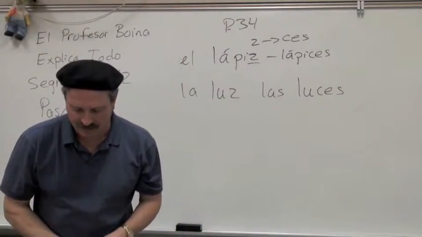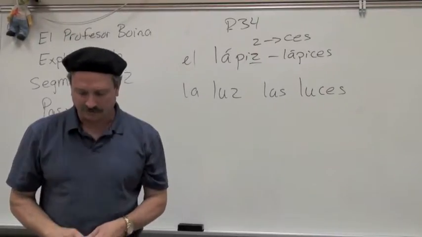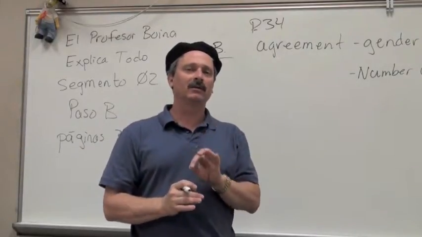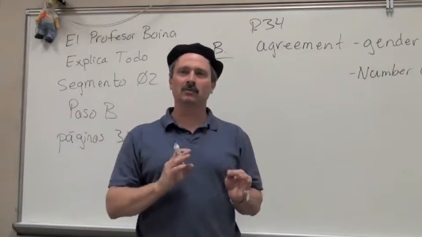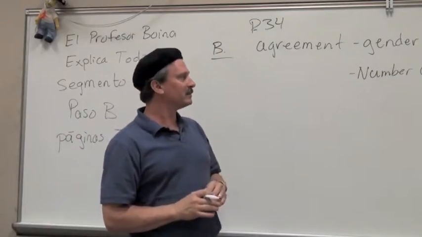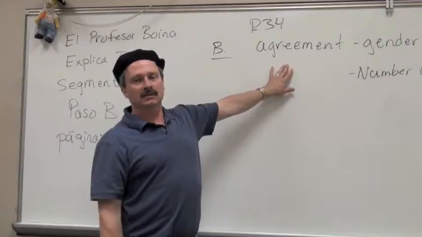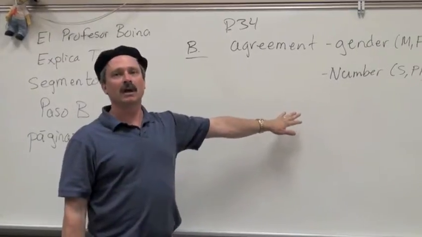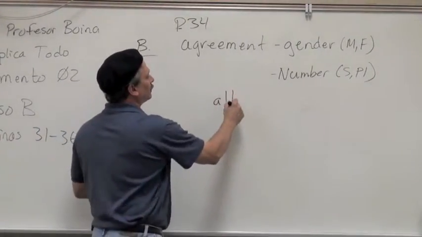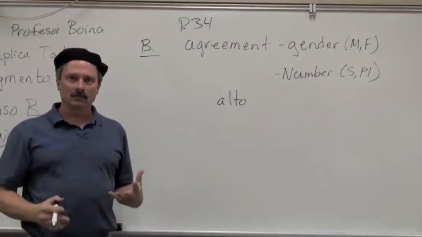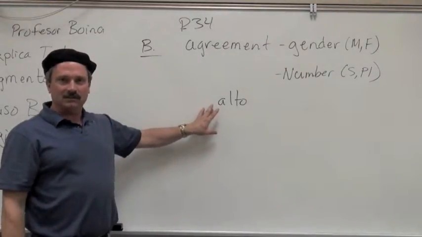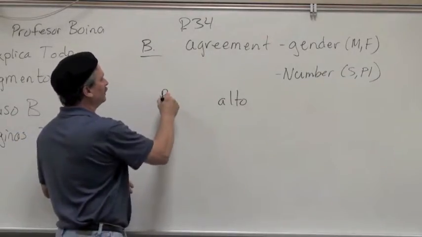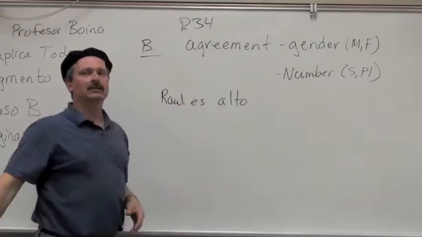Let's go on to ejercicio 4. Muy bien. Page 34. Slipped into paso B is a very, very critical concept in Spanish, which in English, again, we don't have to worry about. But in Español, like in all Romance languages, nouns and adjectives have to agree. They have to be the same for gender and for number. So, for example, alto, we know means tall. But this adjective tall has to agree with the person or thing I'm describing. If I'm describing Raúl and he's a tall guy, Raúl es alto. That's great.